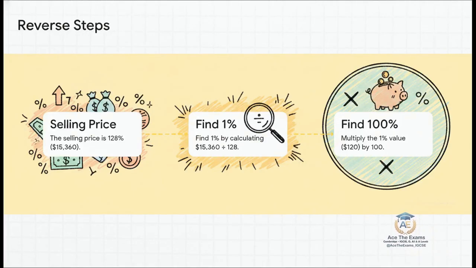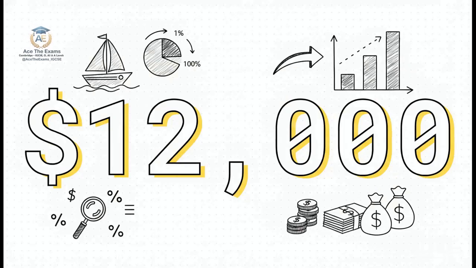Step 1. Establish that because there is a 28% profit, the final price is actually 128% of the original. So 128% equals $15,360. Step 2. Divide 15,360 by 128. Why? To find the value of a single 1%. That gives us $120. Step 3. If 1% is $120, then to find our original 100%, we just multiply by 100. And brilliantly, that sequence reverse engineers the calculation to reveal the original cost of the boat was exactly $12,000. Find the 1% and the 100% will follow every single time.